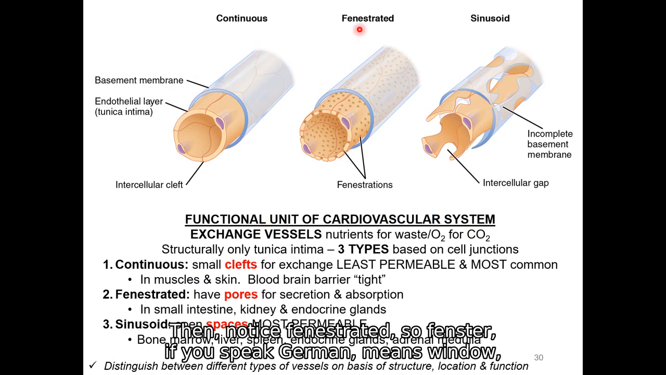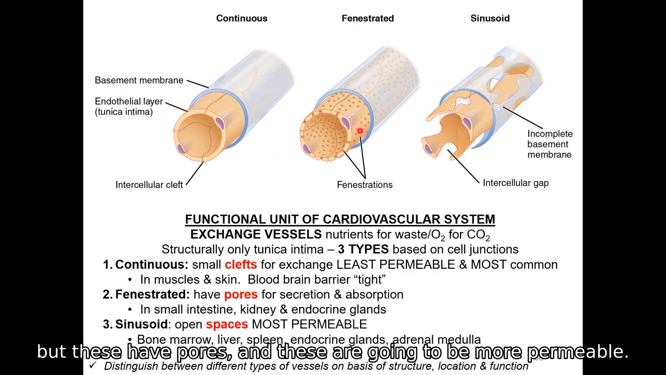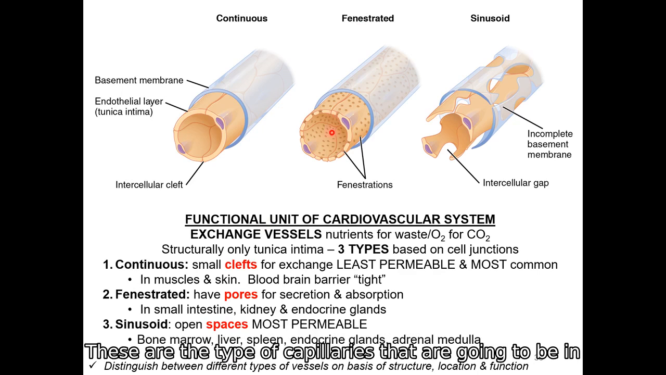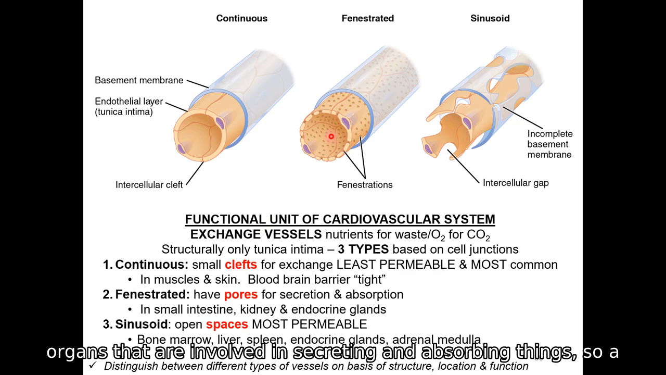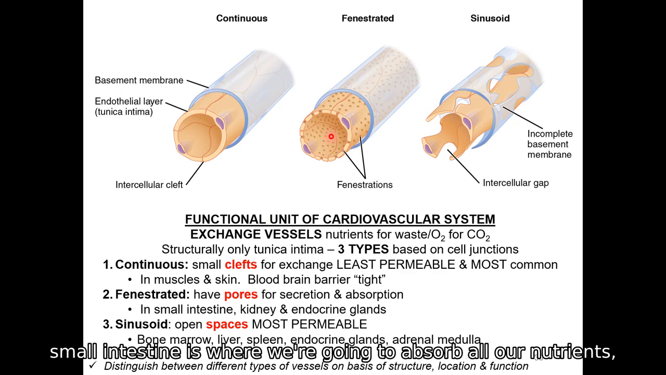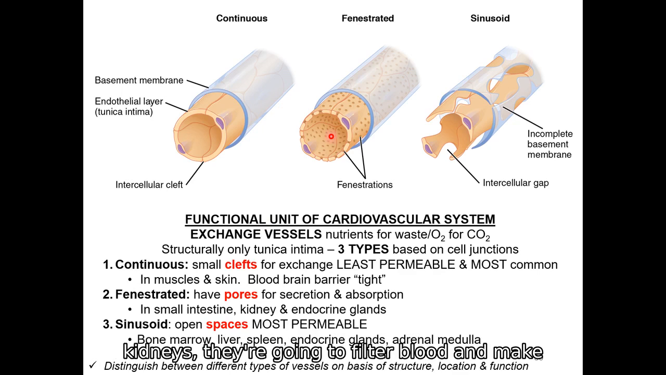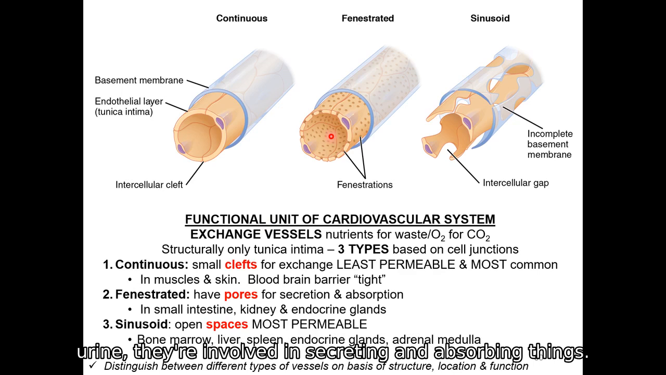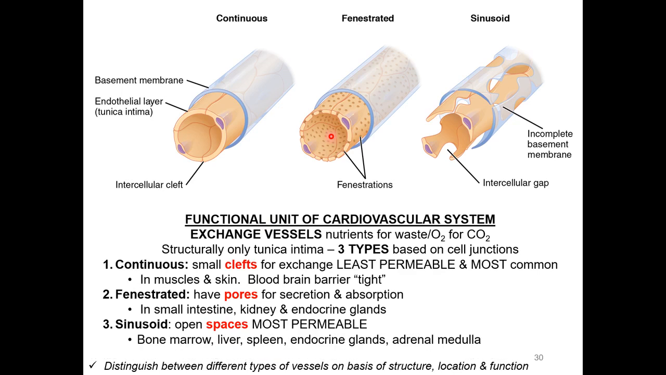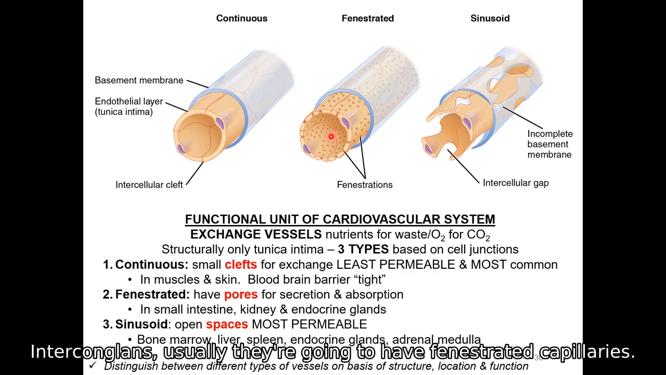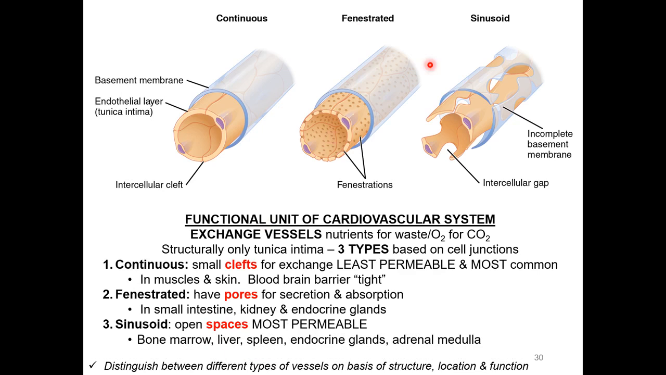Then notice fenestrated. So Fenster, if you speak German, means window. But these have pores, and these are going to be more permeable. These are the type of capillaries that are going to be in organs that are involved in secreting and absorbing things. So small intestine is where we're going to absorb all our nutrients. Kidneys, they're going to filter blood and make urine. They're involved in secreting and absorbing things. Endocrine glands, usually they're going to have fenestrated capillaries.